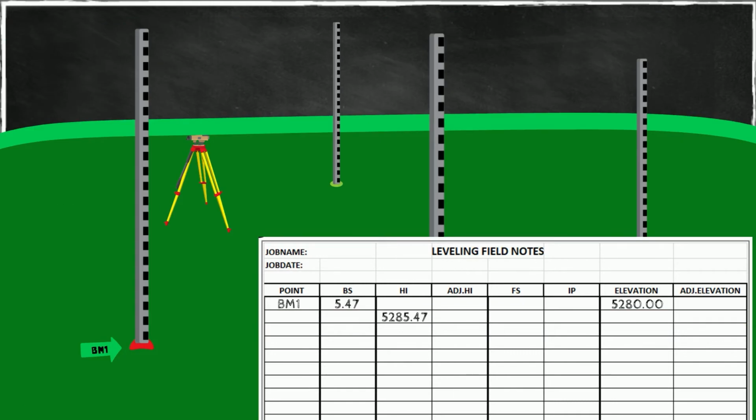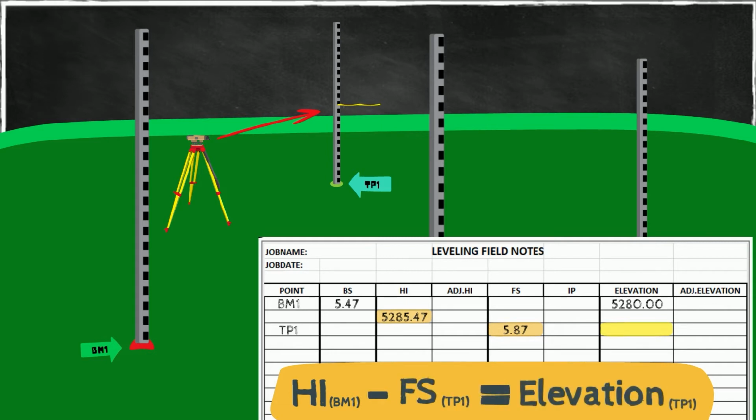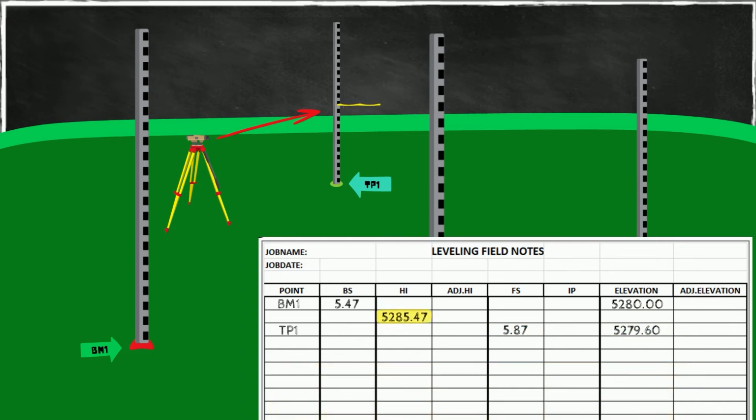The next step is to turn this instrument around and take a foresight reading and record that. So we enter the name of the foresight point, which is TP1. We enter the foresight reading, which is this reading here. And if we take this height of instrument minus that foresight reading, it gives us the elevation of this point. So our height of instrument minus that foresight gives us the elevation of point TP1. We can notice that height of instrument is by itself in that row that is otherwise empty.